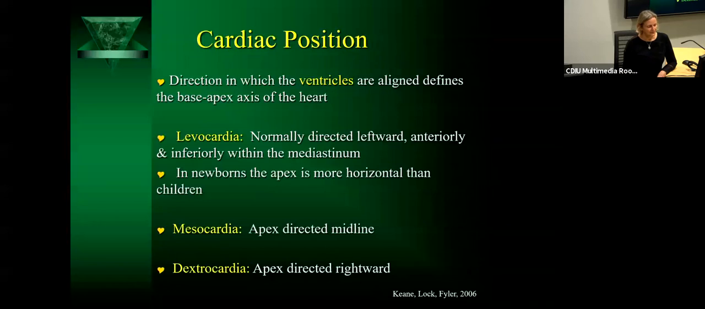So cardiac position then: the direction in which the ventricles are aligned defines the base-apex axis of the heart. So levocardia: normally we have an apex that points toward the left, anteriorly and inferiorly within the mediastinum. In newborns, the apex may be a little bit more horizontal than in children. If it's pointing more down to the midline, then that's mesocardia. And if the apex is pointing to the right, then that's dextrocardia.